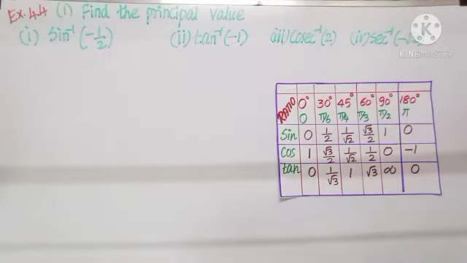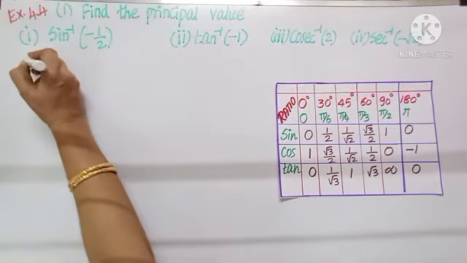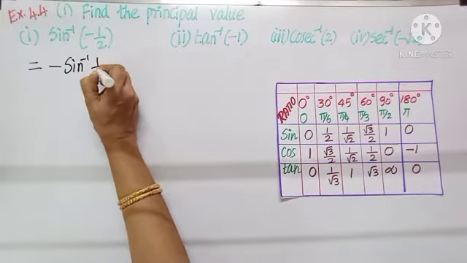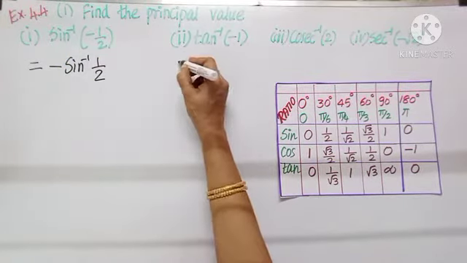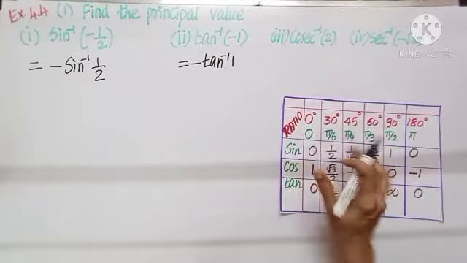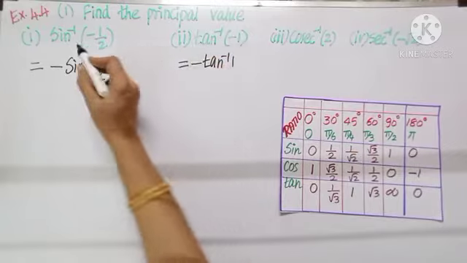Exercise 4.4, question number 1. Find the principal value: sine inverse minus half, tan inverse minus 1, cosecant inverse 2, secant inverse minus root 2. Let us remember the formula. When minus symbol comes, sine inverse will become minus sine inverse 1 by 2. Tan inverse will become minus tan inverse 1. So the minus I bring to the beginning.